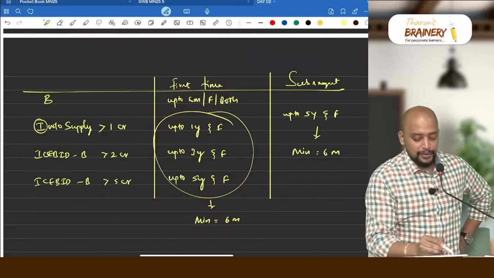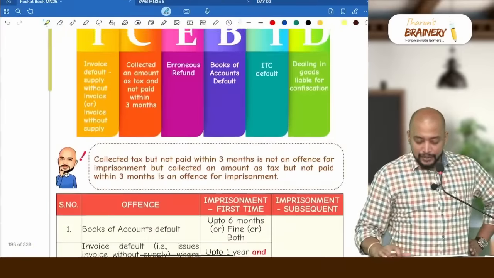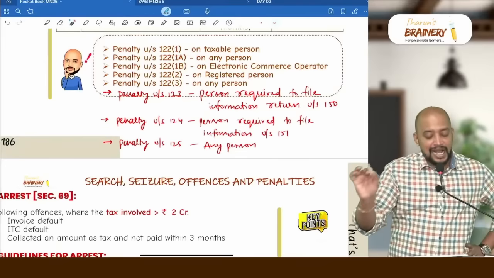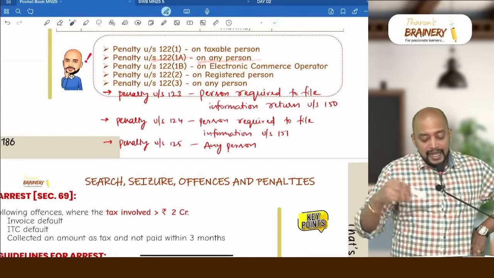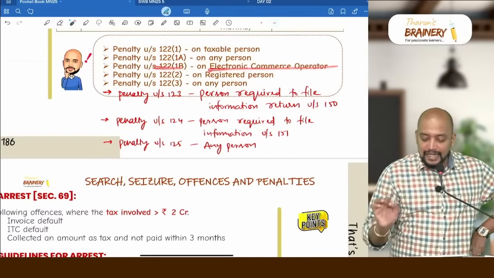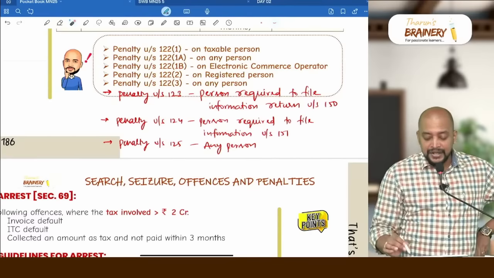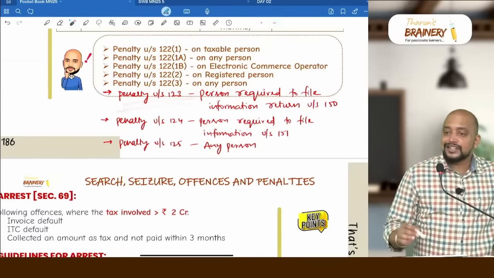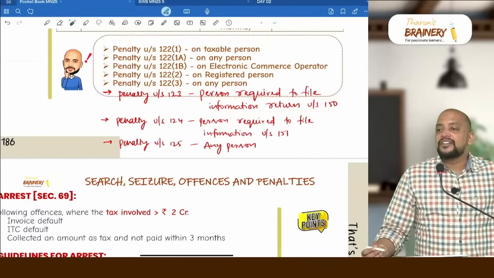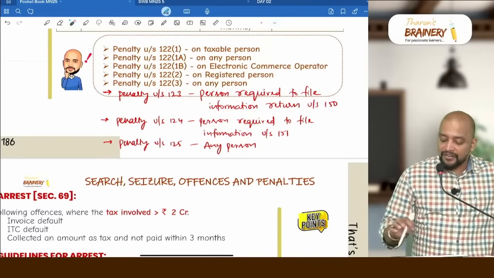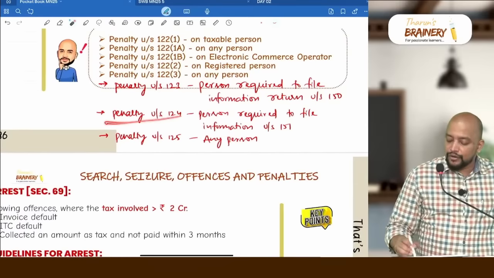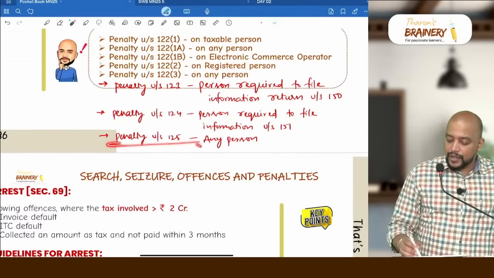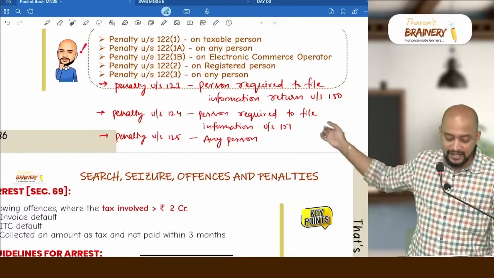Then that is about this imprisonment schedule. And you can see here, penalty under 120 to 1 is on whom? Taxable person. 120 to 1A on any person. 1B on e-commerce operator. 2 is only on registered person. 3 is on any person. 123 is on whom? Person required to file information under section 150. Penalty under 124: person required to file information under 151. Penalty under 125 is on any person. Just update this.